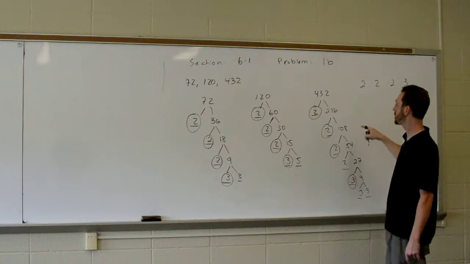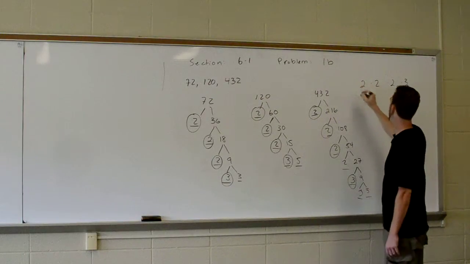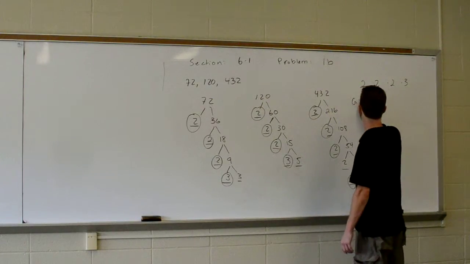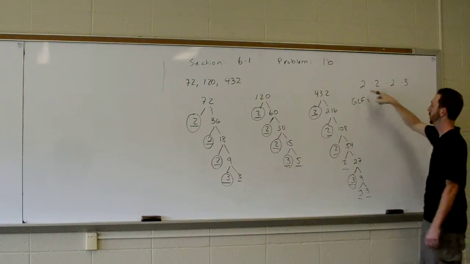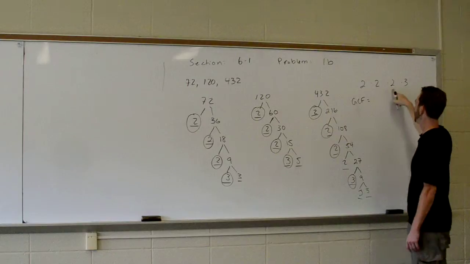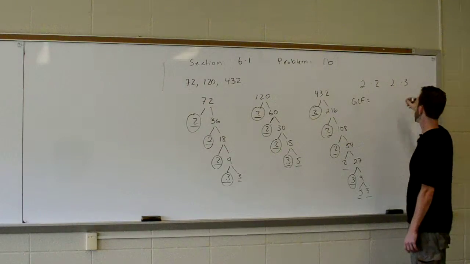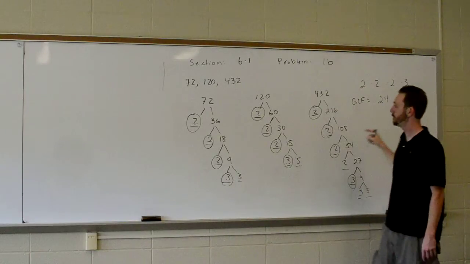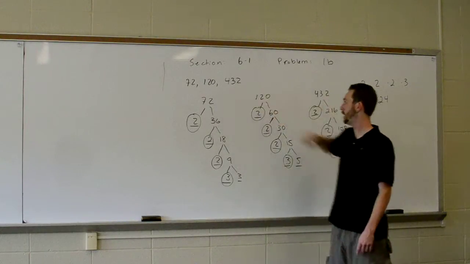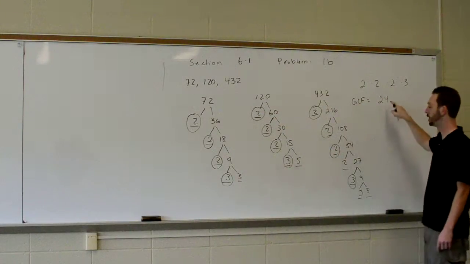So to find the greatest common factor, we need to multiply these together. So the GCF is going to be equal to all of these multiplied together. So we have 2 times 2 is 4, times 2 is 8, times 3 is 24. So the greatest common factor of 72, 120, and 432 is 24.